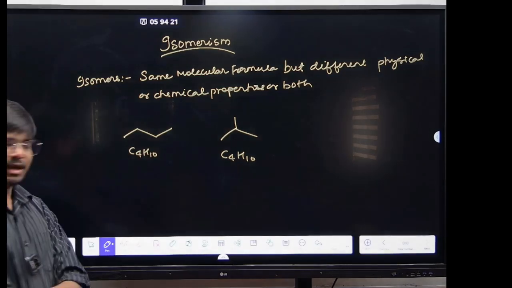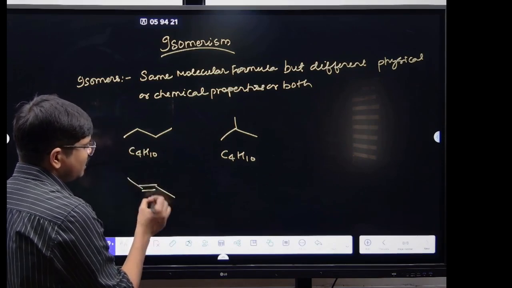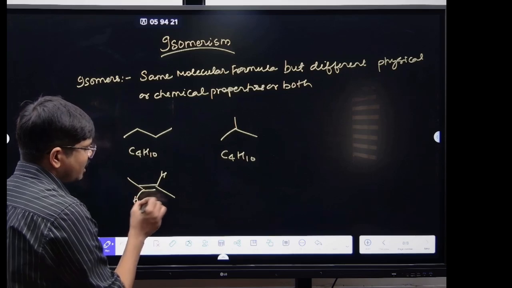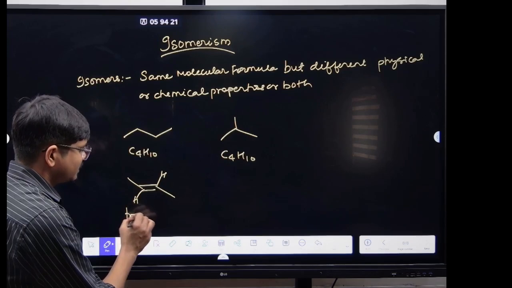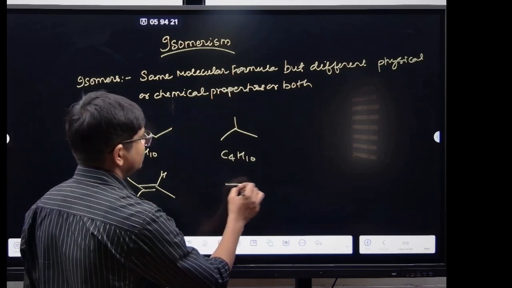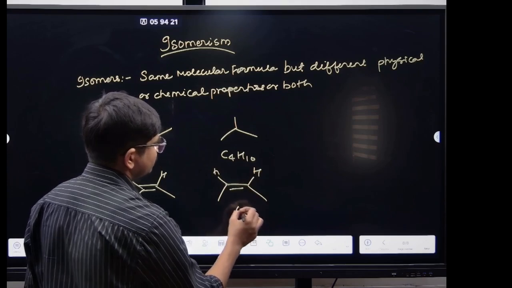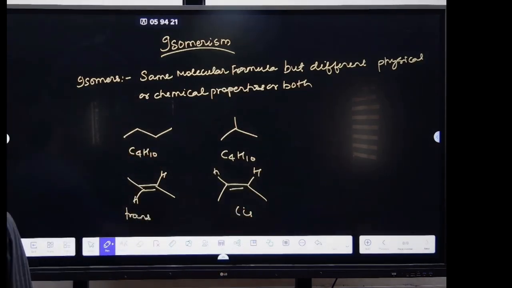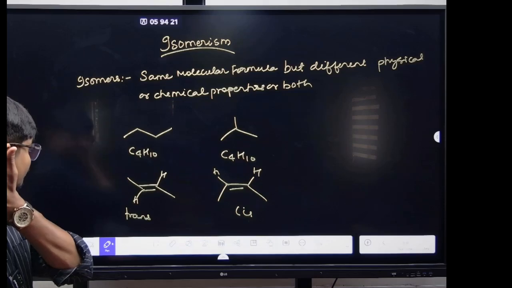Got it? Similarly, see another one here. Suppose you have this one. This is trans-2-butene, right? Now if I write like this one, this is cis-2-butene. Again, they have the same molecular formula, but still the properties are different. So they are isomers.